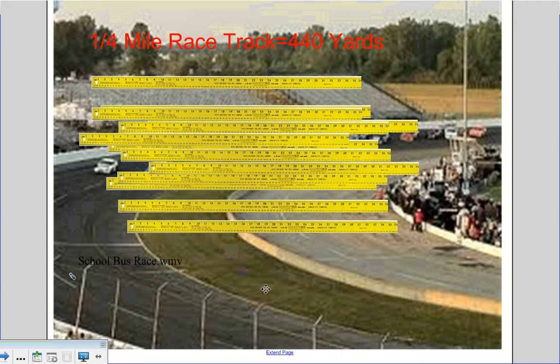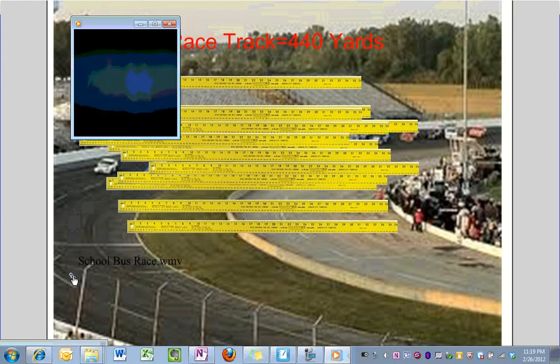Let's take a look at something going on the racetrack, something that you're familiar with. That'll give you some good perspective. Okay? How about some buses? So here we have a bus race on a quarter-mile racetrack.